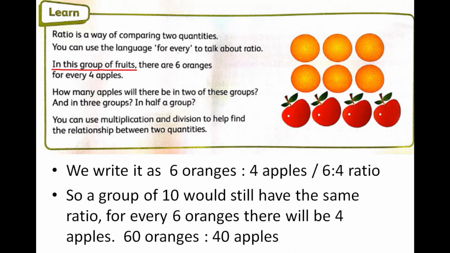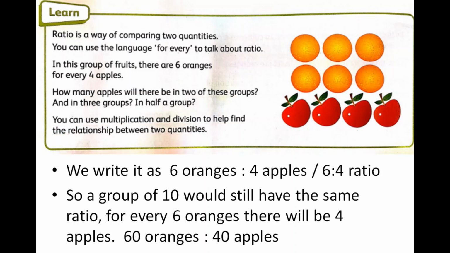In this group of fruits, there are 6 oranges for every 4 apples. How many apples will there be in 2 of these groups? And in 3 groups, in half a group? You can use multiplication and division to help find the relationship between the 2 quantities.